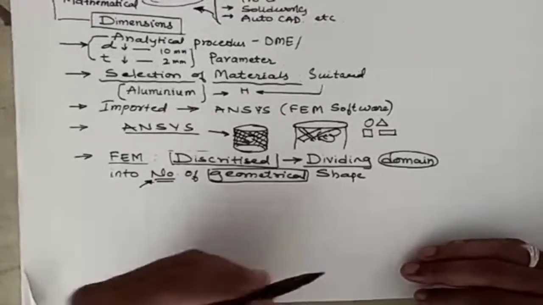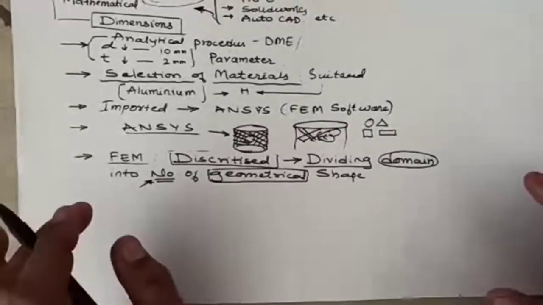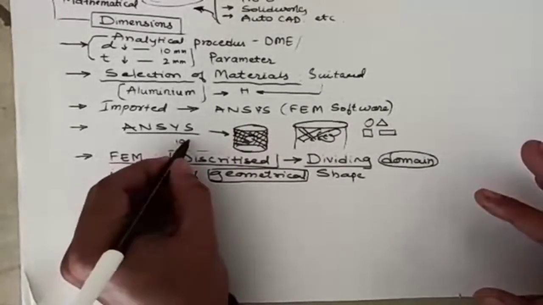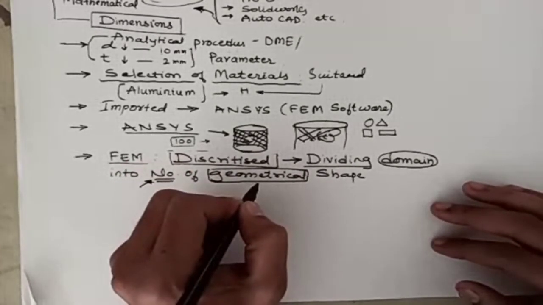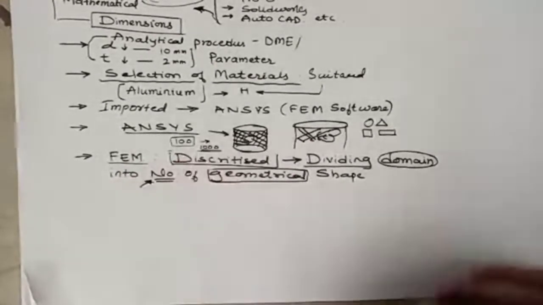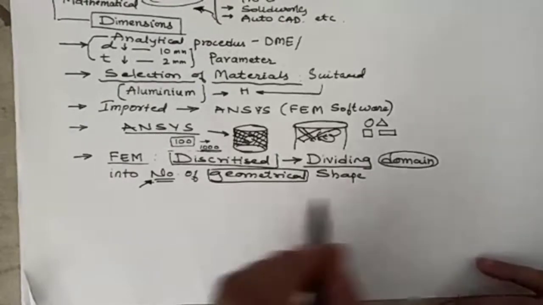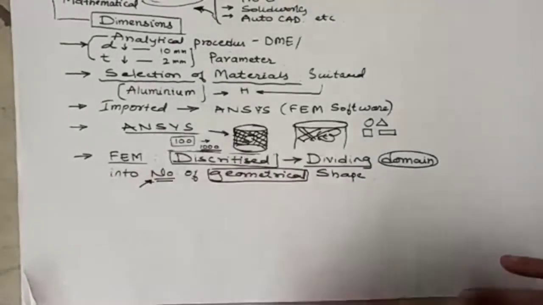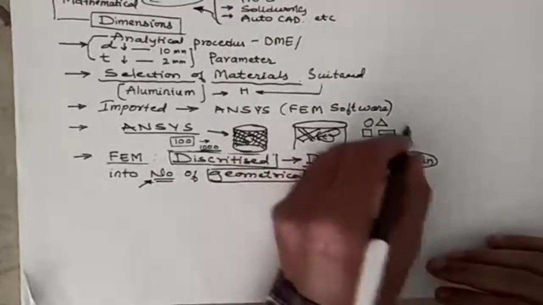If you increase the number of geometries, the result will be more accurate. That is the difference. For example, if you divide into 100 rectangles, you will get an approximate result. If you divide into 1,000, it will be more accurate. If you increase the number of divisions, the accuracy will be more. So in FEM we call this discretizing the model into a number of geometrical shapes.